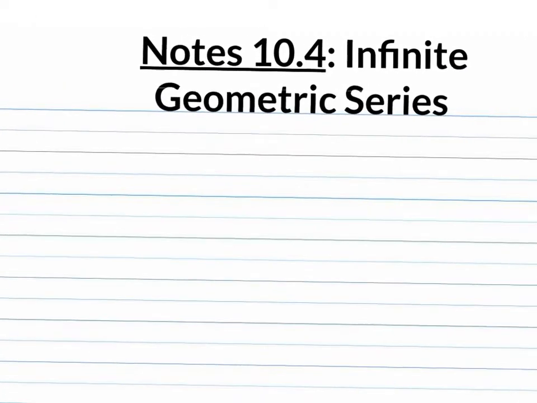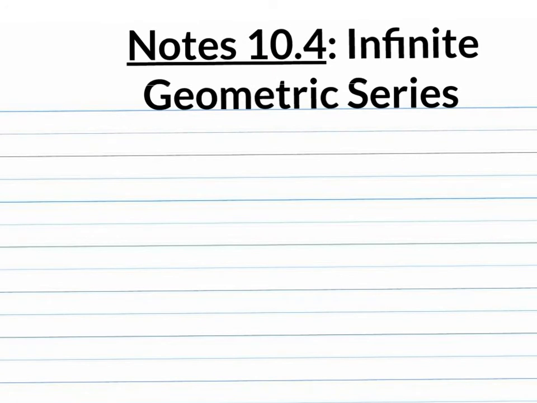Now, as we begin this section, let's analyze the words here. Infinite means that it continues forever. A geometric series, well, geometric is a list of numbers that has a common ratio between each pair of numbers. And a series is simply adding up all the numbers on that list.